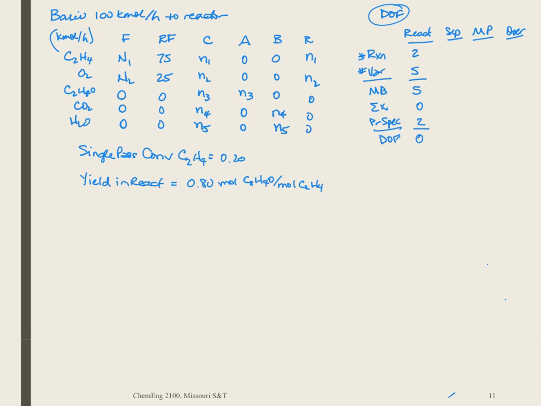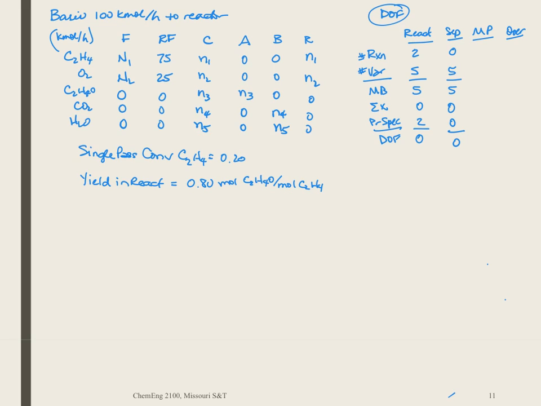So I can go ahead and start writing balances and solve the reactor if I wish, but let's go ahead and complete our degree of freedom table. Let's look at the separator. Stream C goes in, A, B, and R come out. The number of reactions in the separator is 0. My number of variables is 1, 2, 3, 4, 5. And I can write 5 material balances, no sum of x's, and I have no process specs. So again, I have 0 degrees of freedom.